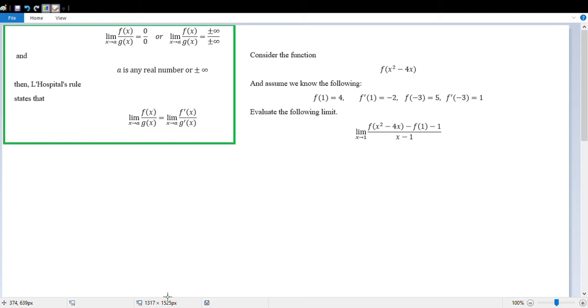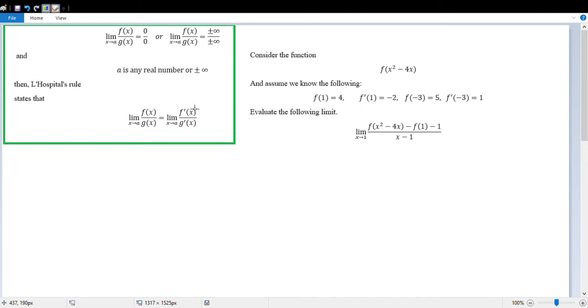So just by review, L'Hopital's rule says that if we have a limit of a quotient, and that limit could be approaching a real number or an infinity, if we get an indeterminate form such as 0 over 0 or infinity over infinity, then we know that the value of that limit, if it exists, is equal to the limit of the quotient of those derivatives.